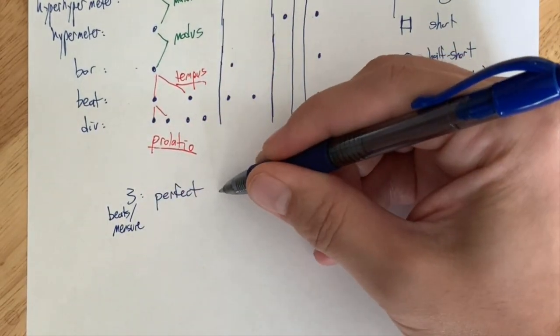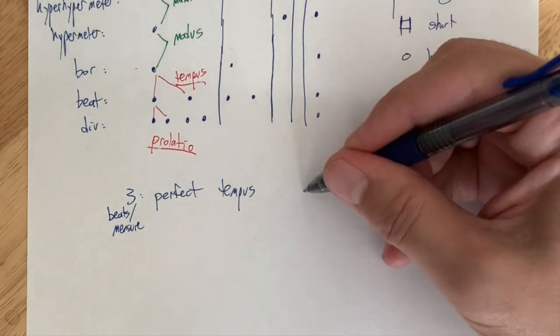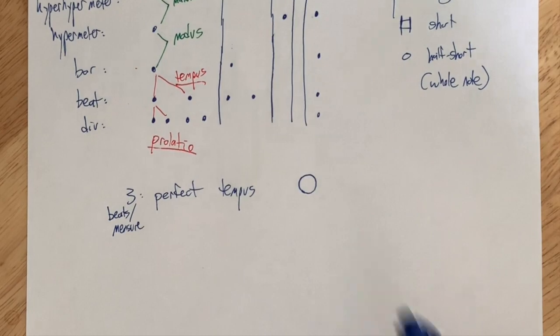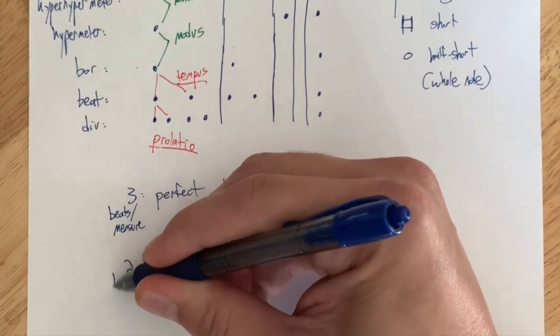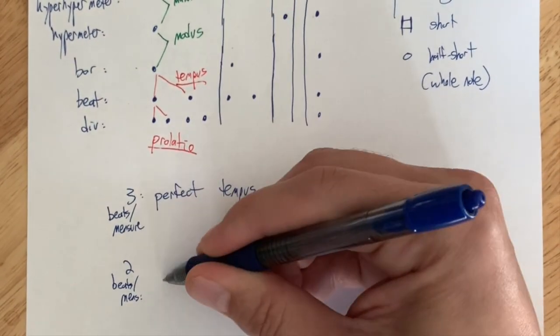That was considered a perfect tempus. 3 is perfect. It was represented with a circle. The circle is a perfect shape. It has no beginning or end. It's perfectly round. If instead there were 2 beats per measure, that was imperfect.